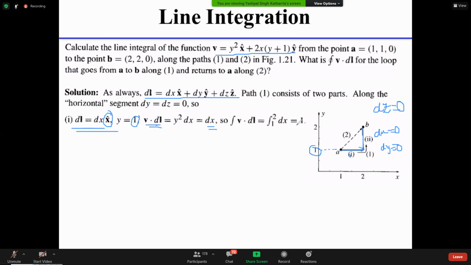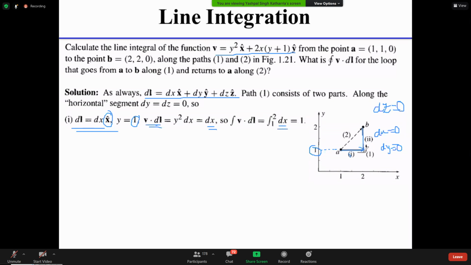Now you have to find the integration along this first segment. So how to get it? It will be the integral of v dot dl, and the integration will go from an x value of 1 to an x value of 2. So it will be 1.